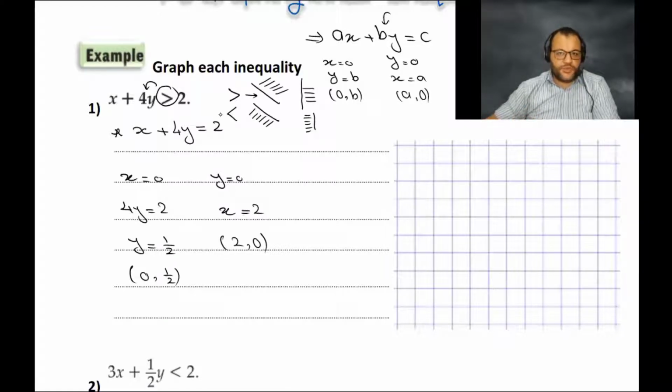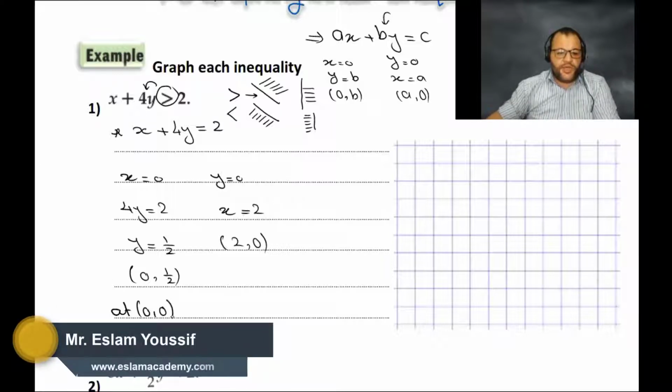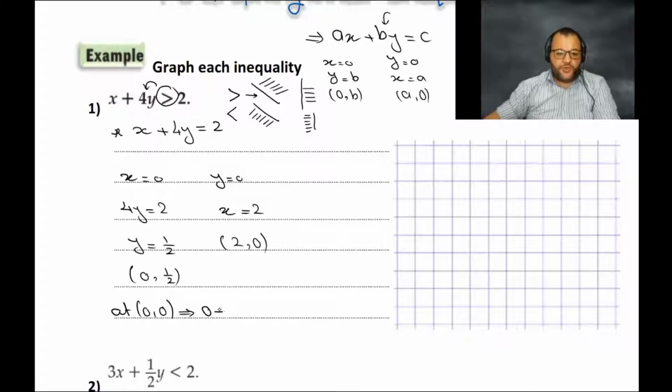Any problem for this one? Yes, sir. So you can check at (0, 0). What is the meaning of (0, 0)? You just replace x with 0 and y with 0. So we have here 0 plus 4 times 0 is greater than 2. Is this inequality right? It means, is 0 greater than 2 or not? Yes or no? No.